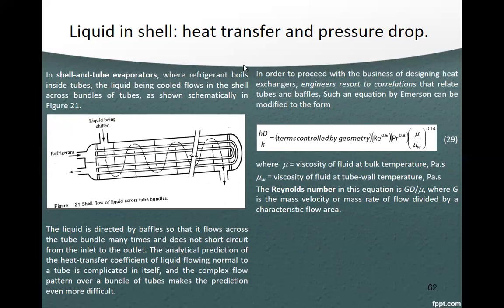Next, liquid in shell. Shell naman, yung sa labas nito. Huwag tayo sa tube. In a shell and tube evaporator, where refrigerant boils inside the tube, the liquid evaporator is iba sa condenser kasi condenser condensing. So the liquid being cooled flows in the shell across bundles of tube as shown schematically in figure 21. Ito yung refrigerant po dito. So the liquid being chilled. Ayan.